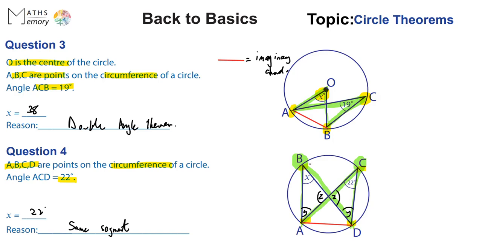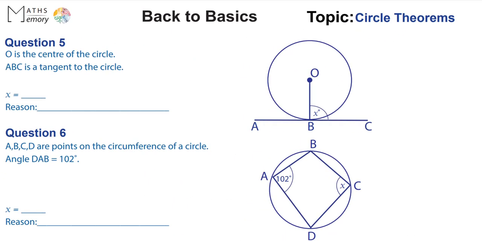Okay, and the reason why is because this forms a major segment. Anything above AD is a major segment. Anything below AD is the minor segment. So hence B and C both fall in the same segment, which is the major segment over here. Hence, same segment theorem.